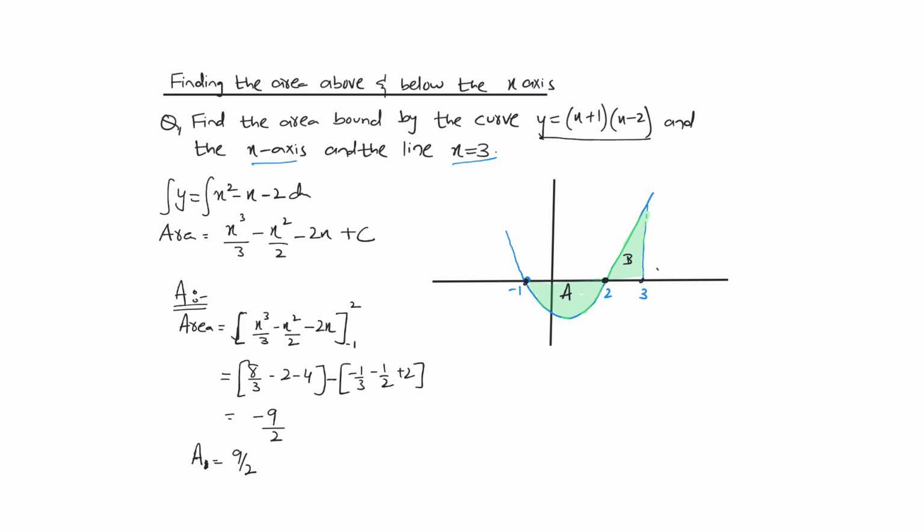Now if you do the same thing for B, you already have the integrated function as x cube over 3 minus x square over 2 minus 2x. The lower limit would be 2 and the upper limit would be 3. So just plug in the values.